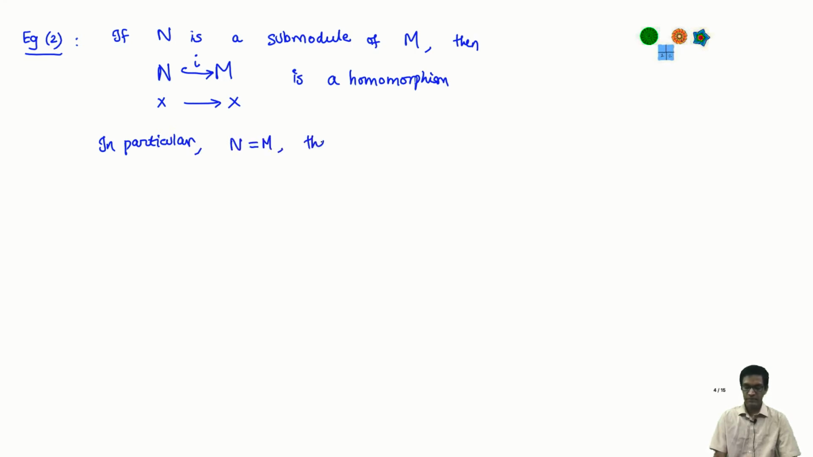So in particular, if I take N equals M, then the inclusion map becomes what's called the identity map, which takes every element to itself. This is usually denoted as ID or ID sub M. This is of course a homomorphism too.